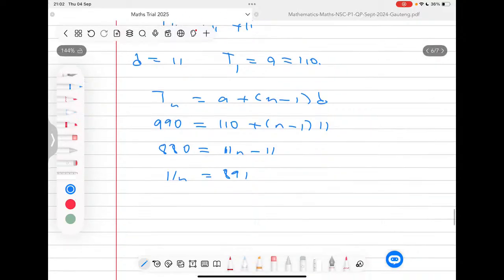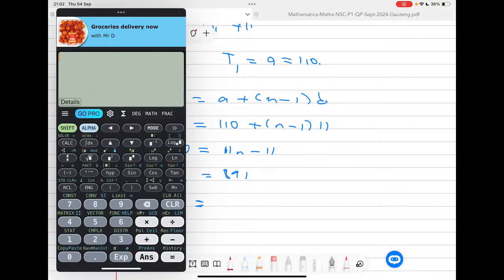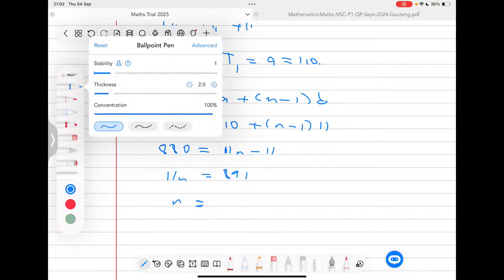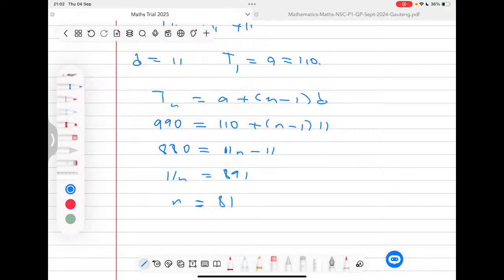Now, to find n, we then divide both sides by 11, right? This one I'll need the help of a calculator. I'll then say 891 divided by 11. Then it gives me 81. So here I then have 81. And this answer actually makes sense. It's a very nice answer, because remember, n has to be a counting number, right? Always your n has to be the counting numbers, because we're counting the number of terms here.